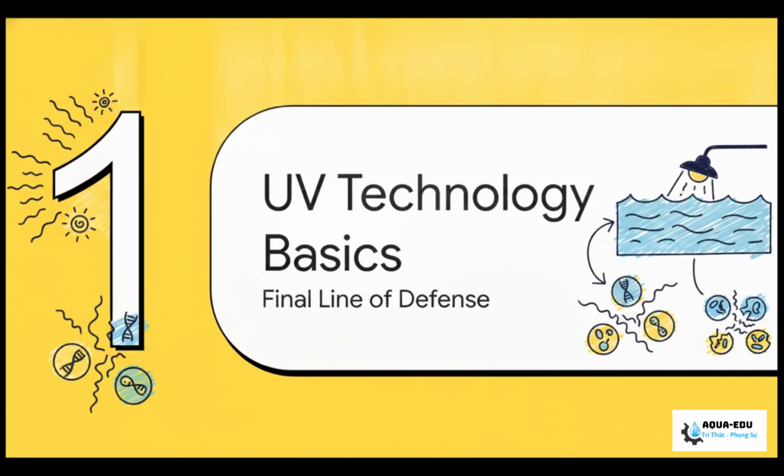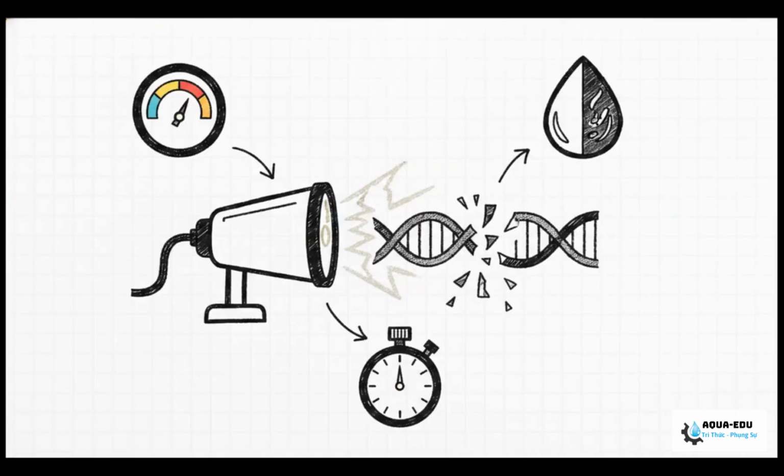Okay, part 1. Let's talk UV technology basics. Like I said, this is our final line of defense. You guys already know our systems use low-pressure or amalgam mercury lamps, and they emit UVC radiation at exactly 254 nanometers. That specific wavelength, it's our bug killer. It physically destroys the DNA and RNA of bacteria and viruses so they can't multiply.